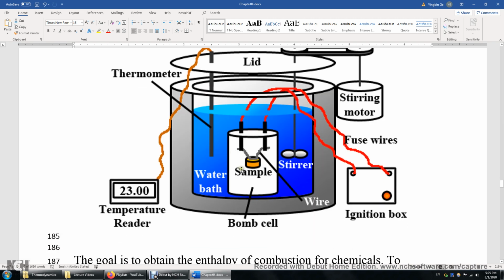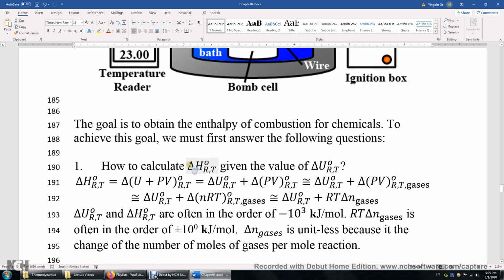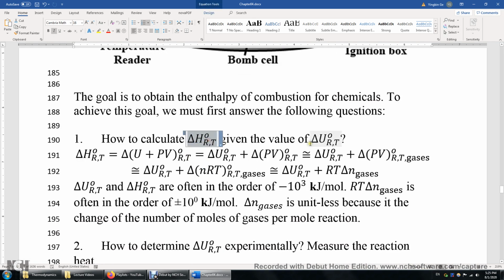Oh, by the way, this bomb is providing an isochoric environment. That means constant volume. Therefore, Q is equal to delta U. So how can we compute delta H given delta U? Well, H is equal to U plus PV. That's the definition of H. And then we can separate these two. We have delta U here. We have delta PV here. How do we compute or measure delta PV?